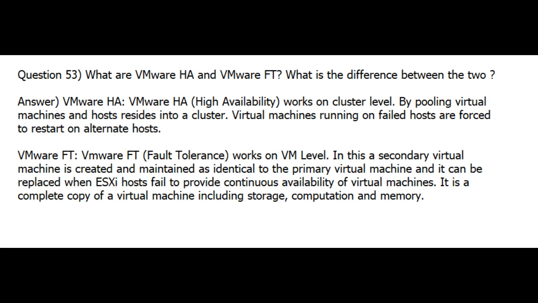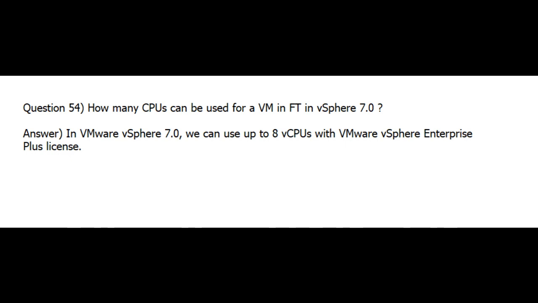VMware FT, fault tolerance, works on VM level. In this, a secondary virtual machine is created and maintained as identical to the primary virtual machine, and it can be replaced when ESXi hosts fail to provide continuous availability of virtual machines. It is a complete copy of a virtual machine including storage, computation, and memory. Question 54. How many CPUs can be used for a VM in FT in vSphere 7.0? Answer. In VMware vSphere 7.0, we can use up to 8 vCPUs with VMware vSphere Enterprise Plus license.